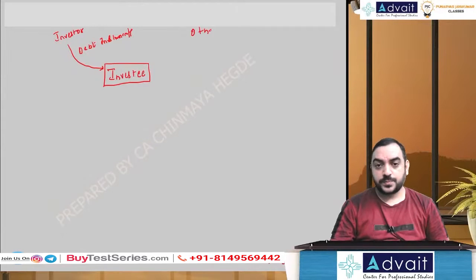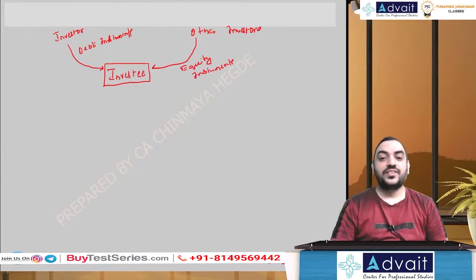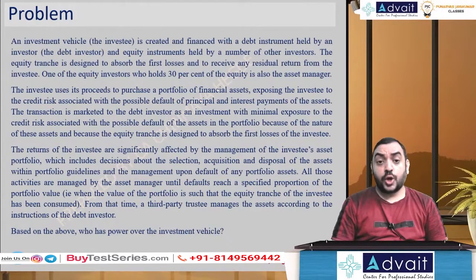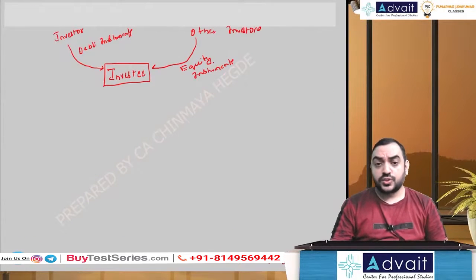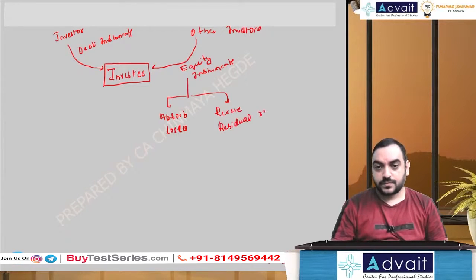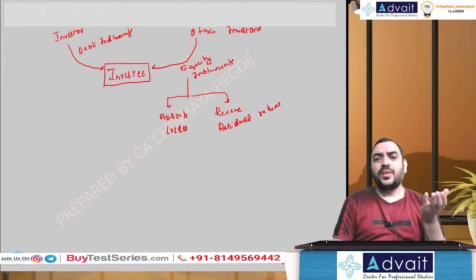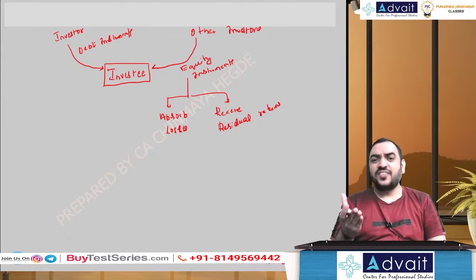So other investors are having equity instruments. The equity tranche is designed to absorb the first losses and receive residual returns. So these equity instruments absorb the losses and receive residual returns. Actually, that is not much of a differential factor. That is the regular feature of an equity shareholder, the regular feature of an investor or the owner.